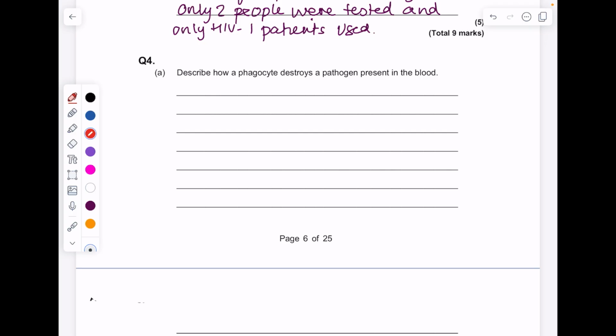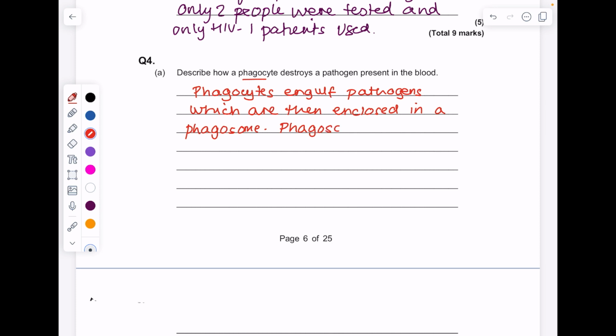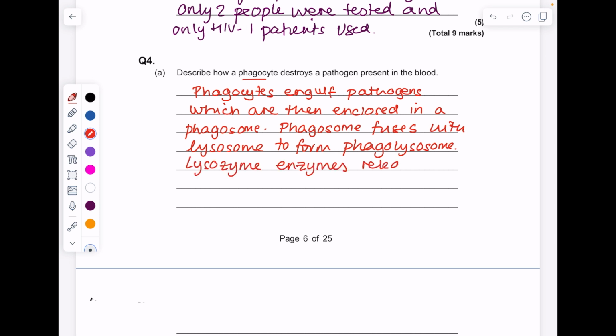Describe how a phagocyte destroys a pathogen present in the blood. So we know that phagocytes engulf pathogens which are then enclosed in a phagosome. Phagosome fuses with lysosome to form phagolysosome. Lysozyme enzymes released and pathogen is digested.